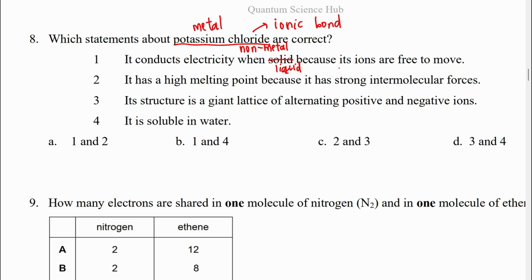Next, it has a higher melting point. Yes, that's correct. Because it has strong intermolecular forces? No. Okay, it should be because it has strong electrostatic forces. Intermolecular forces is for covalent compound, while electrostatic is for ionic compound. Okay? Next, its structure is a giant lattice of alternating positive and negative ions. Yes, that's correct. And it is soluble in water. Yes, that's correct. Then the correct statements here should be 3 and 4, so the correct answer is D.